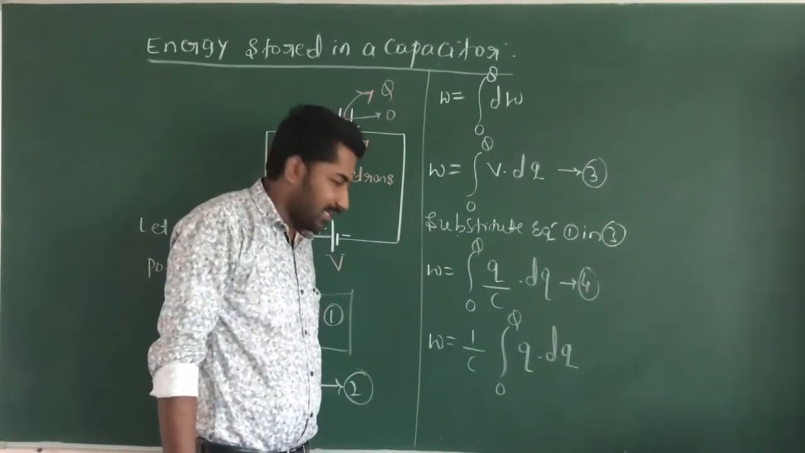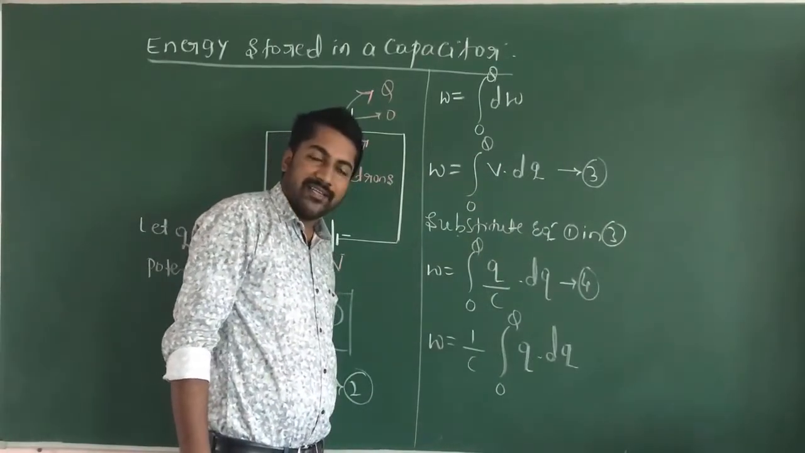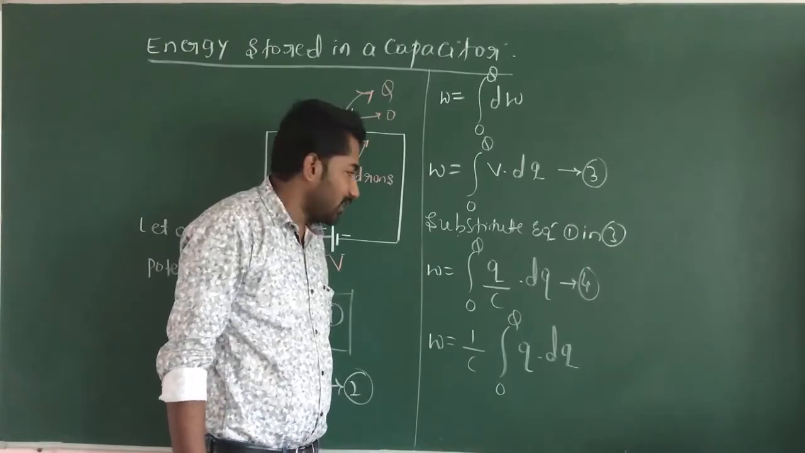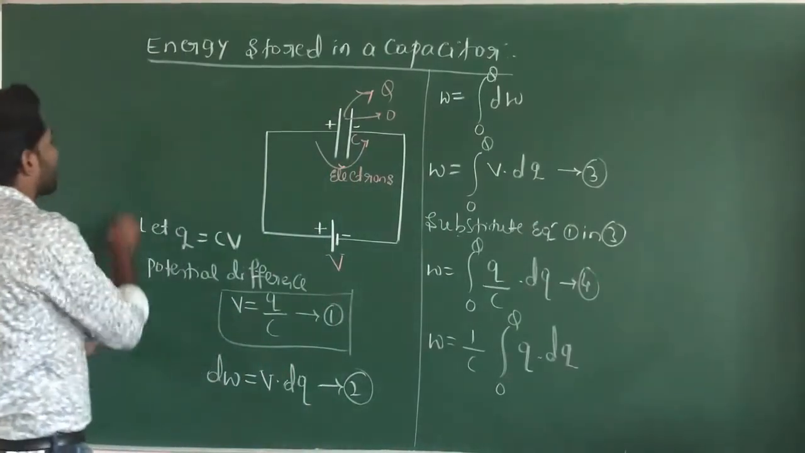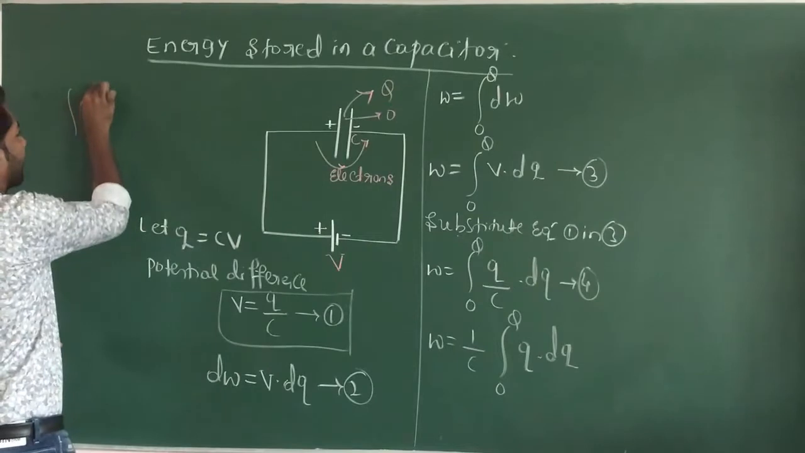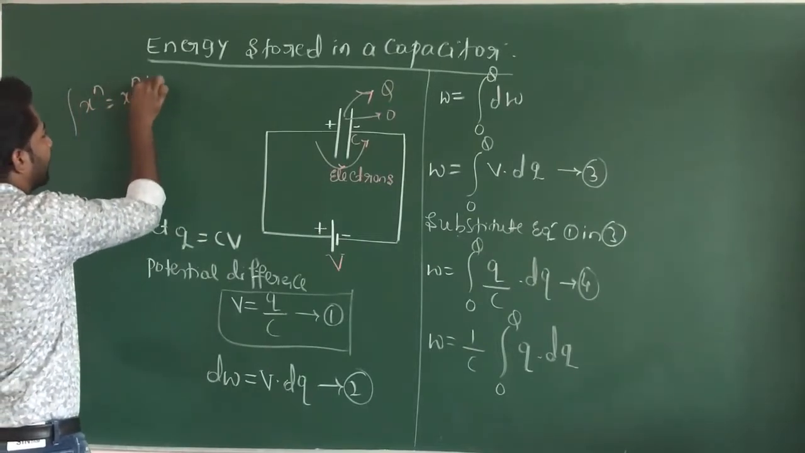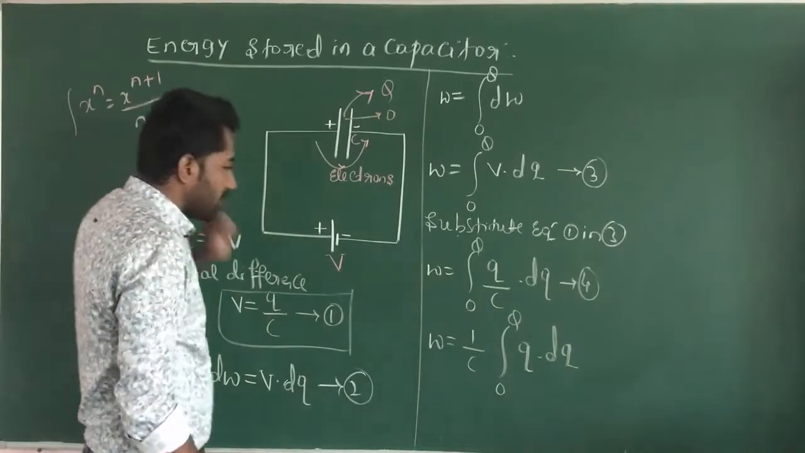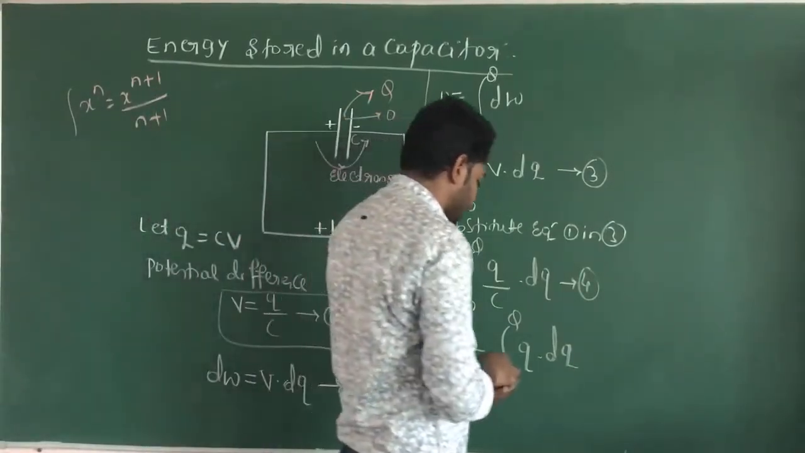Q into dq is in the form of integration of x to the power of n into dx. You know the simple formula, students: the integration of x to the power of n is equal to x to the power of n plus 1 divided by n plus 1. Using this formula, we can write this equation.